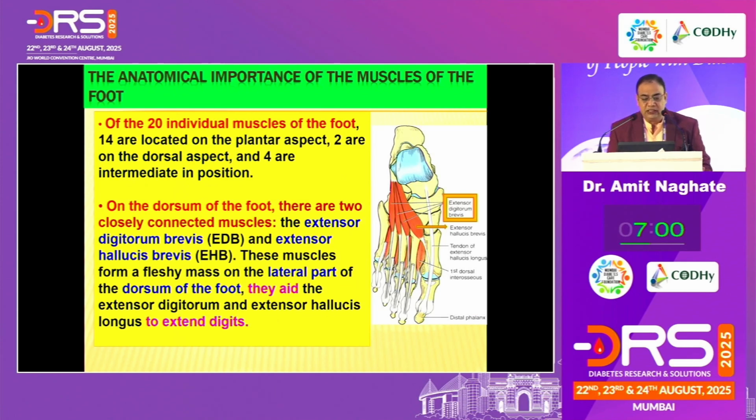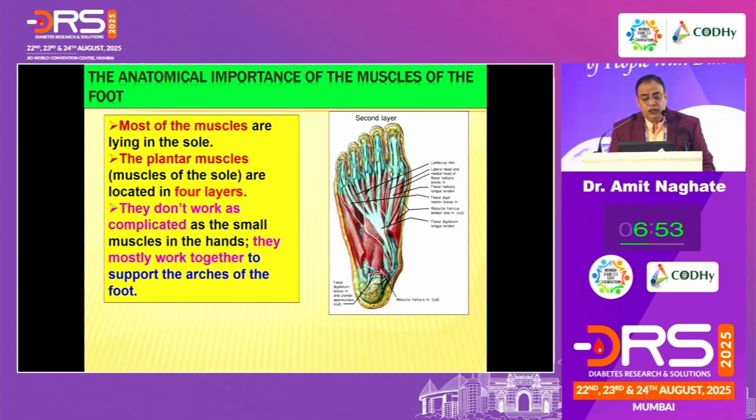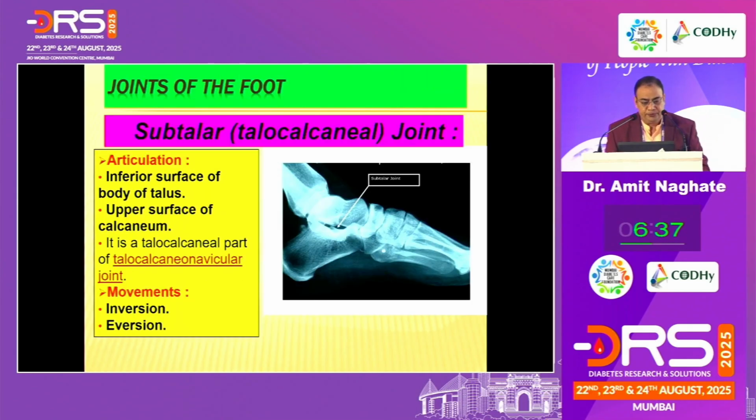We have 20 muscles individually in the foot, 14 on the plantar aspect and 2 on the dorsal aspect. The muscles on the plantar aspect are divided into 4 layers, and the muscular actions are not that complex, unlike our hands. They only act together to support the arches and in locomotion.